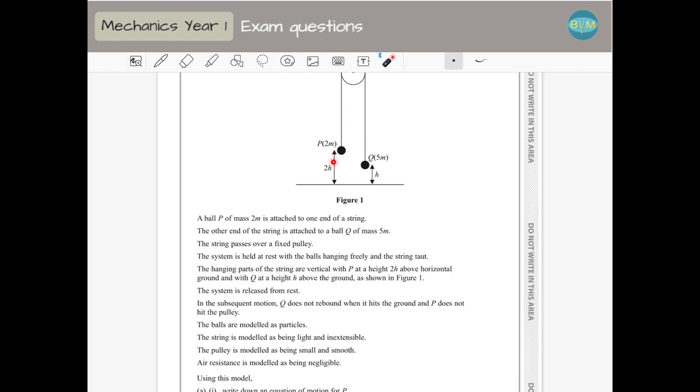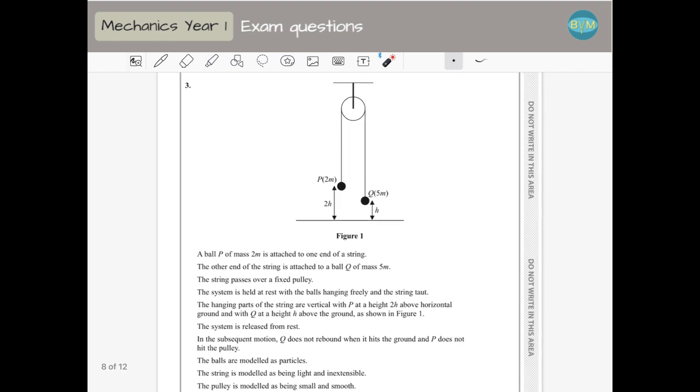P is 2h from the floor or the ground, and Q is at h, and the system is released from rest. Q doesn't rebound when it touches the ground, and P doesn't reach the pulley. Because when you release this from rest, this one is heavier, so it's going to move in this direction. The pulley turns clockwise, so this particle is moving down with acceleration a, and P is moving up with an acceleration a. It's the same because the string is inextensible.